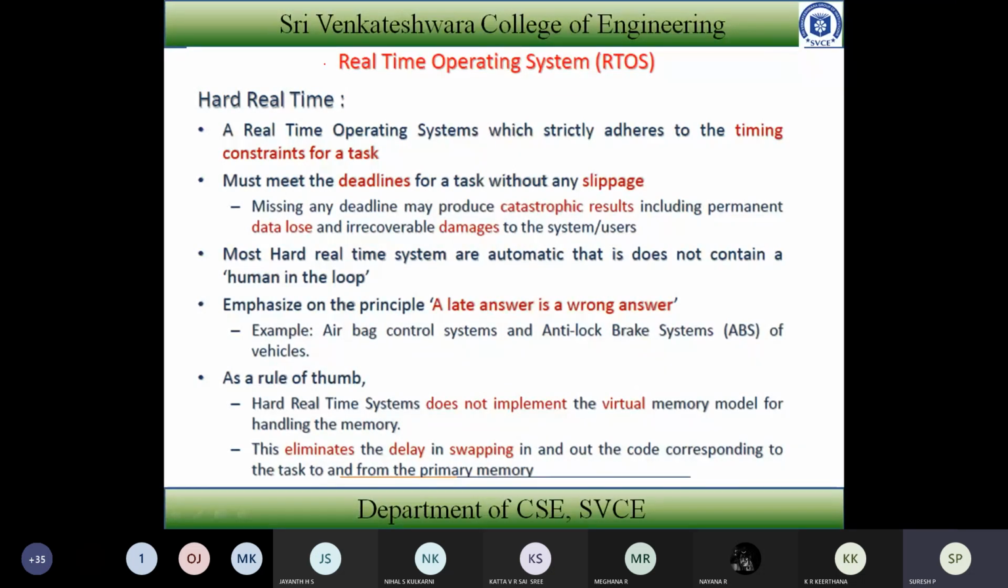Okay. So anybody having any doubt here till now? Anybody having any doubt? Functionality of your OS. Okay.